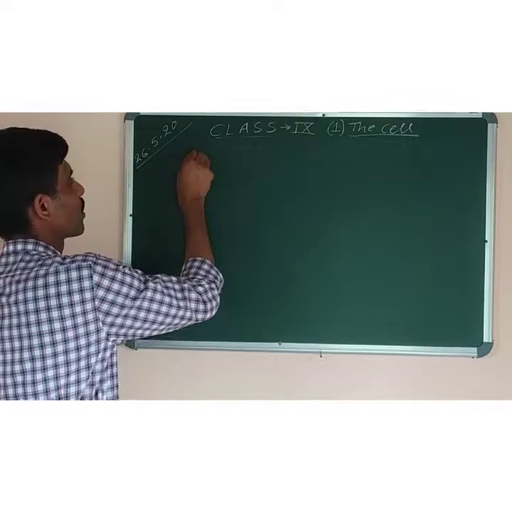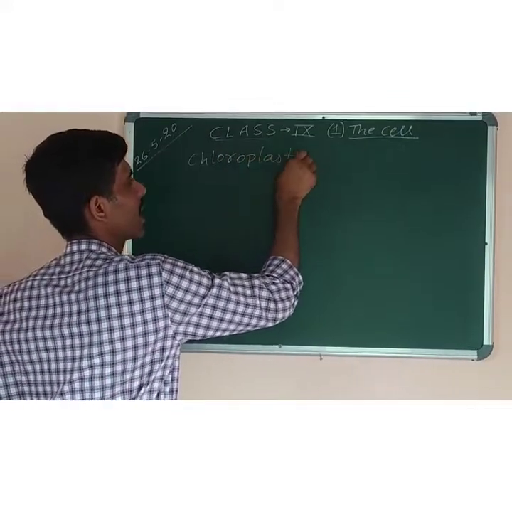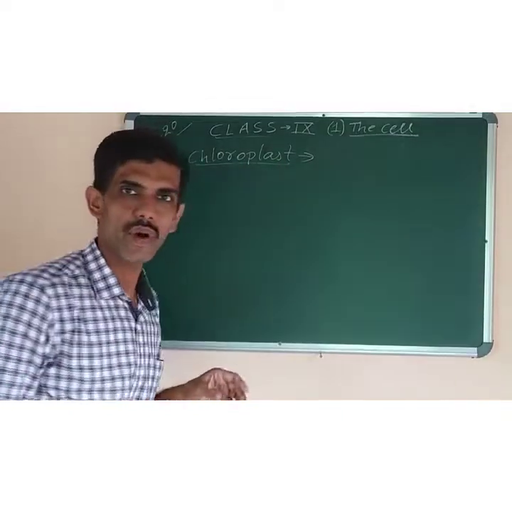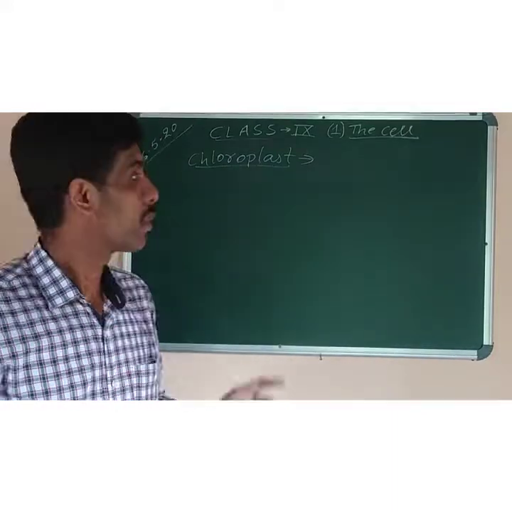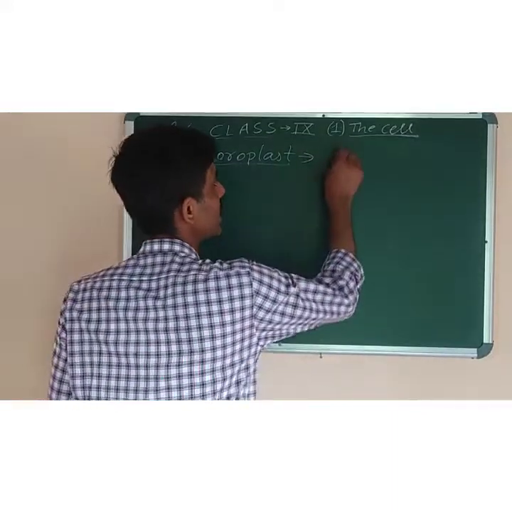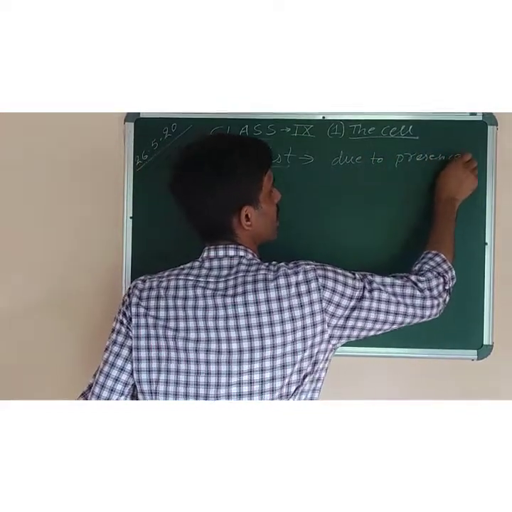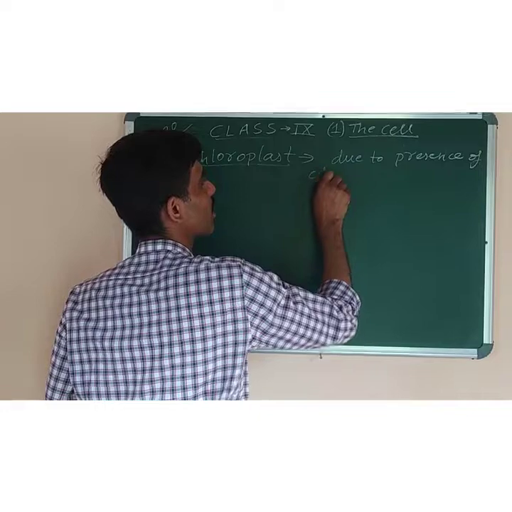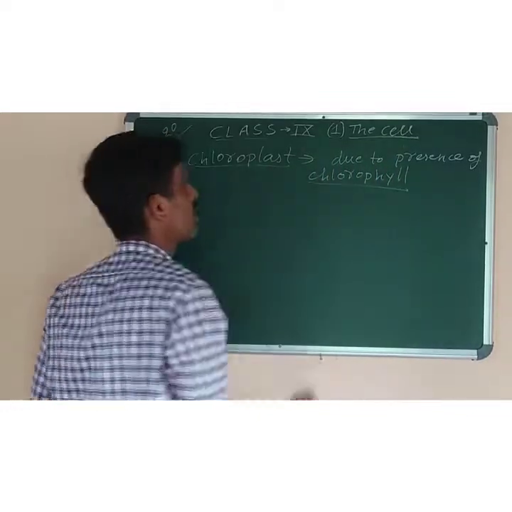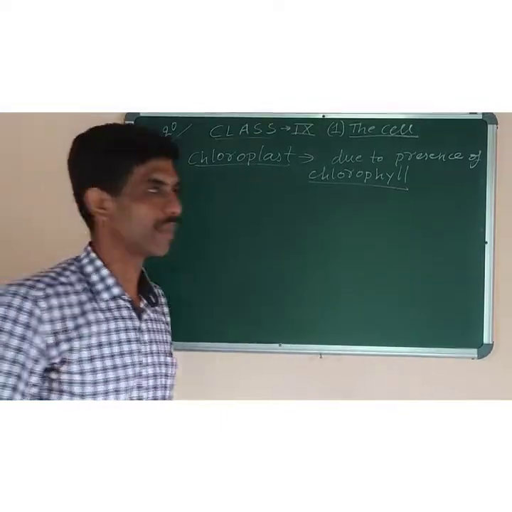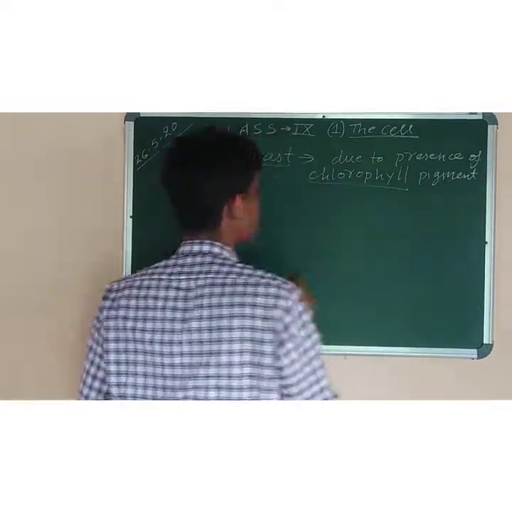Okay, now next one is chloroplast. What is chloroplast? The green colored plastid is known as chloroplast. And where is it found? It is found in all the green parts of the plant. And why is it green in color? It is green due to the presence of a pigment called chlorophyll. The name of the pigment which gives green color to this plastid is chlorophyll pigment. Okay?